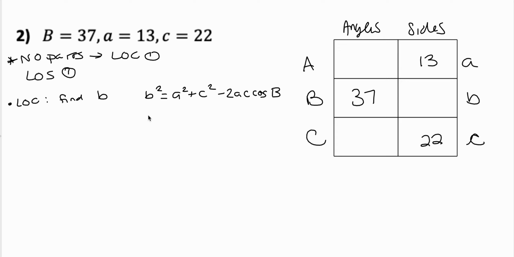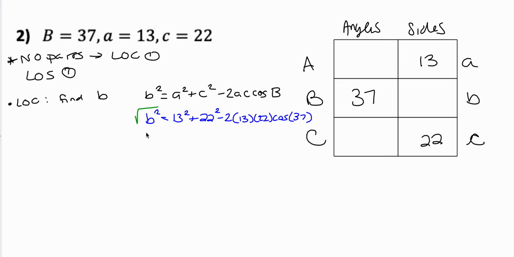I do not know little b, so I put little b squared equals little a is 13 squared plus little c is 22 squared minus 2 times a is 13, little c is 22, and then cosine of big B is 37. Now, there are no variables on this side. That means I can plug all of this into my calculator. Because I want to get b by itself, that's the only variable, I will end up square rooting both sides.